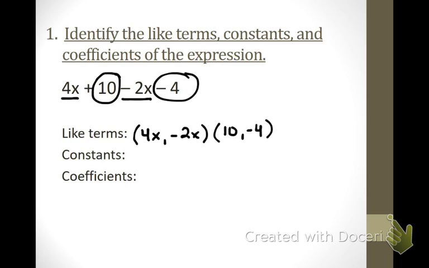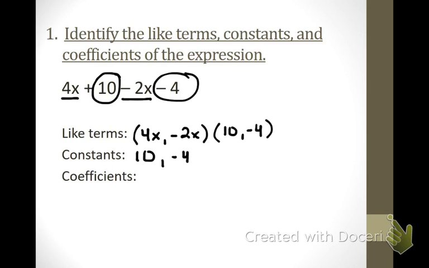So help me out with what are my constants? 4 and negative 2. Hold on, that's what a coefficient is. What's a constant? It's not the number before the variable. It's the number that stands alone. A constant is a number that stands alone. So it's the 10 and the negative 4. Keep it with the negative.